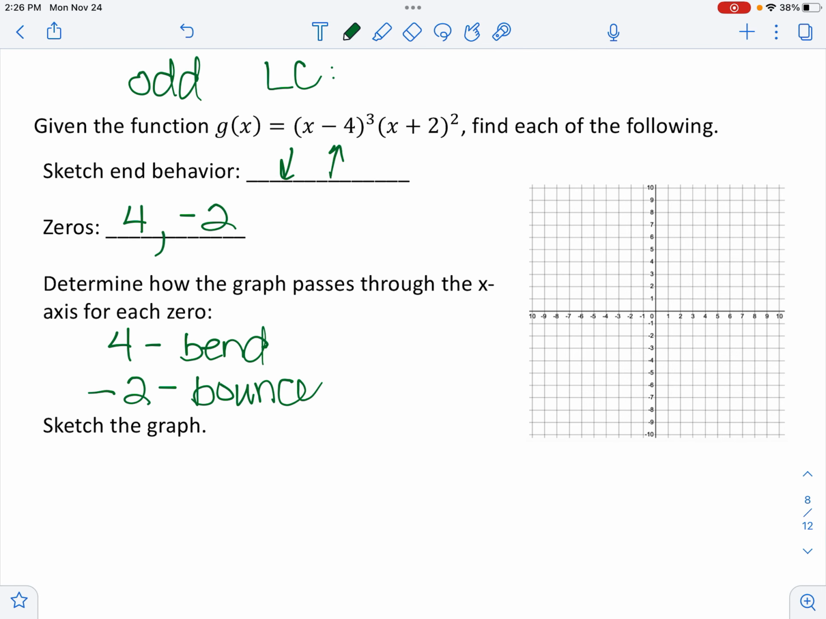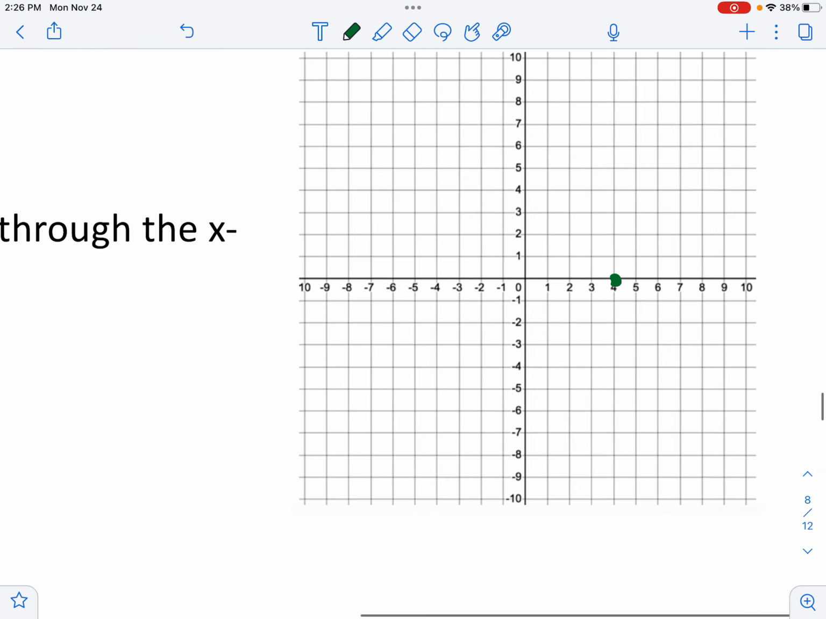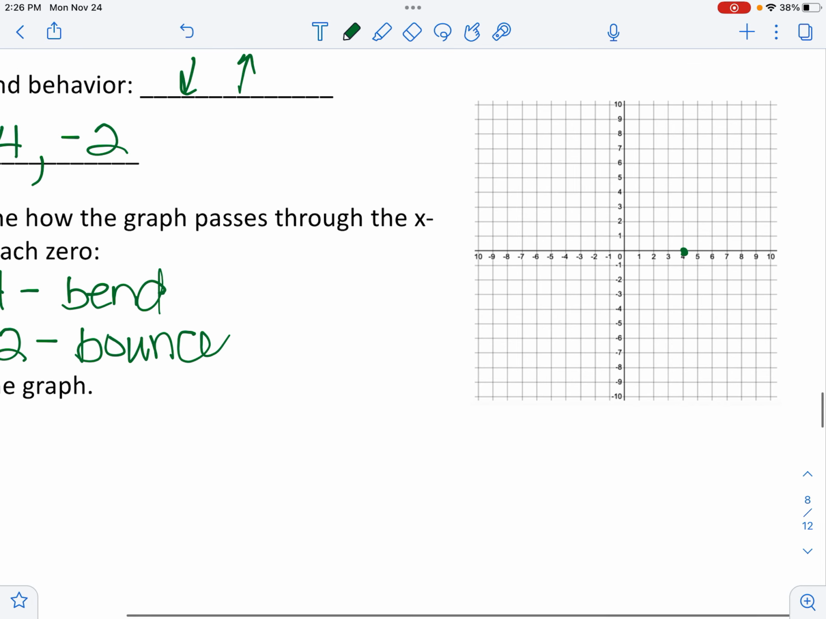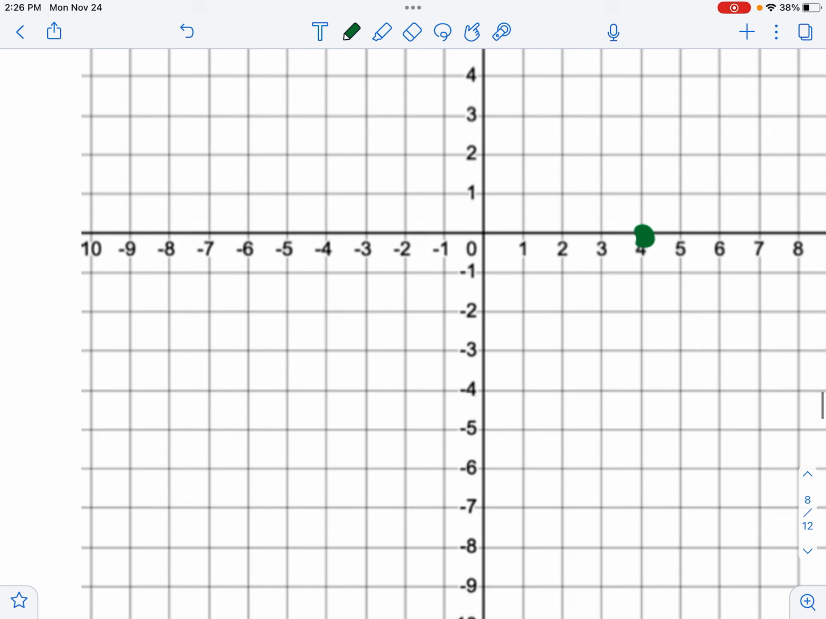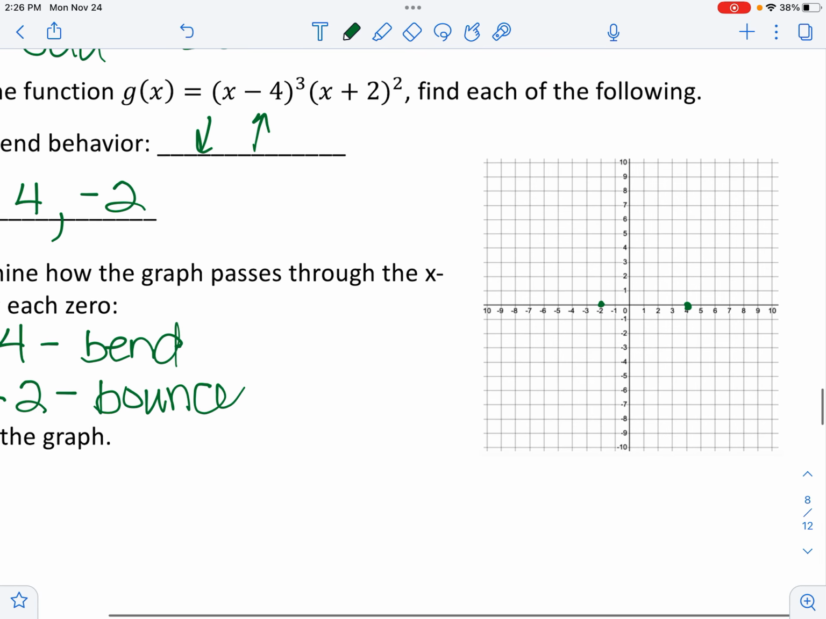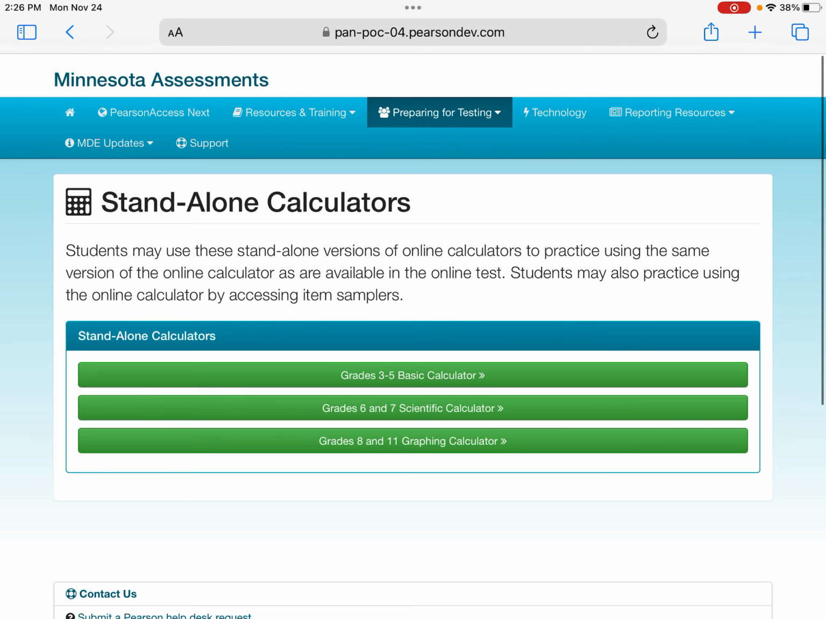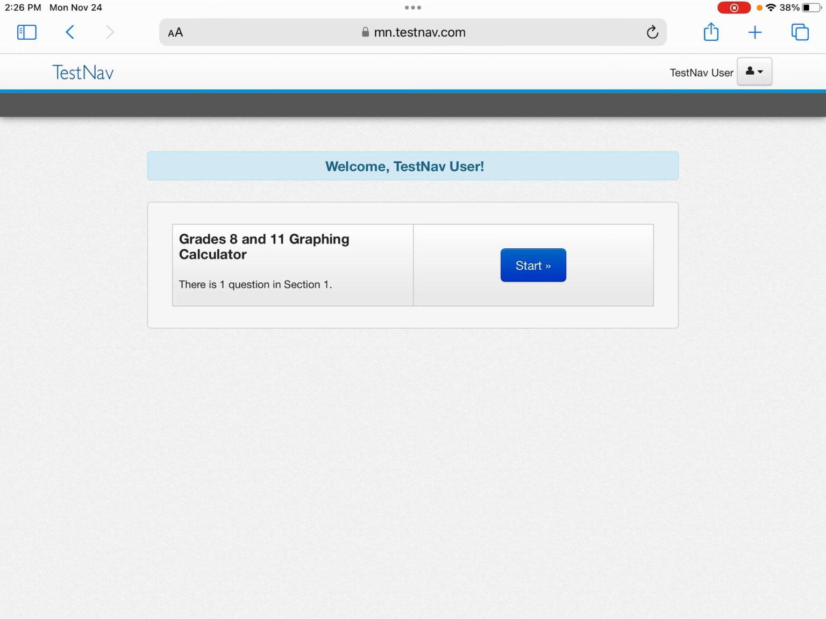Okay, and that should match when I graph this, right? Okay, so 4, I want to plot a dot at 4. Okay, and then also at negative 2. And then hopefully when I graph this, it does do what we said. So (x minus 4) to the 3rd power times (x plus 2) squared. Okay. I don't know why that keeps going away. All right.